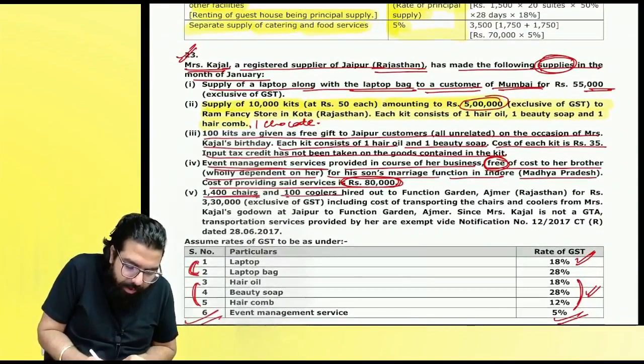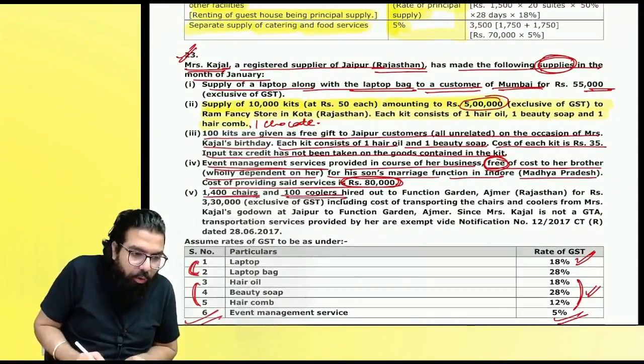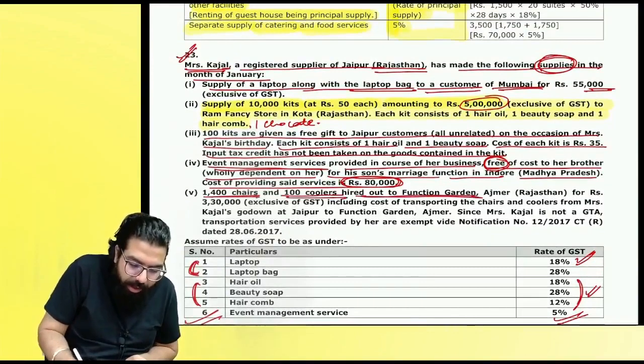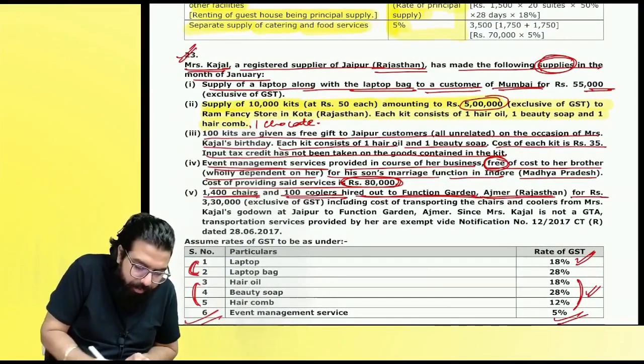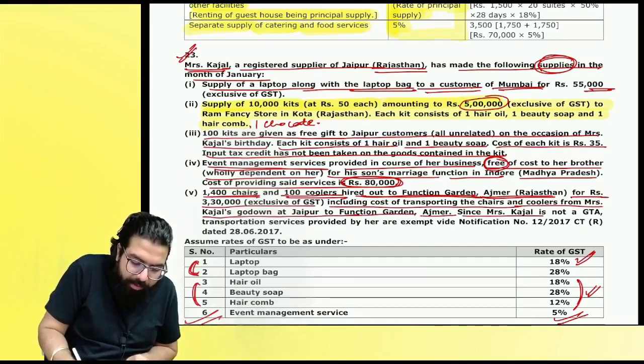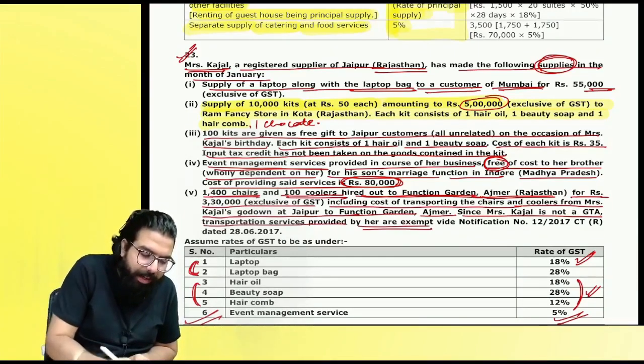1400 chairs and 100 coolers hired out to whom? Function Garden, Ajmer, for rupees 3,30,000, including the cost of transportation from Mrs. Kajal's godown to Function Garden, Ajmer. Since Mrs. Kajal is not a GTA, the transportation services provided are exempt.